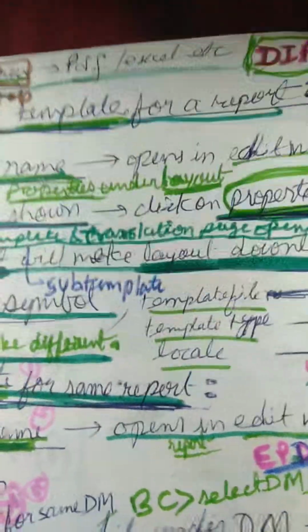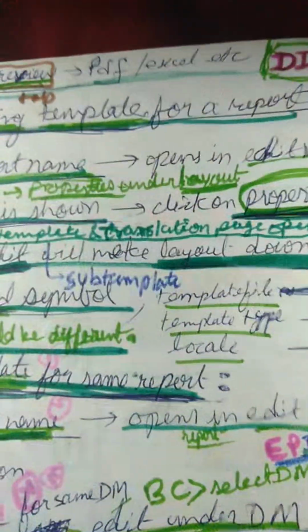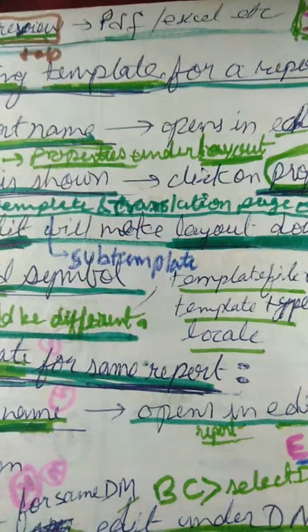Then is to add a new layout. If a DM already has a layout, and I want to add more layouts to it, I'll open the report.